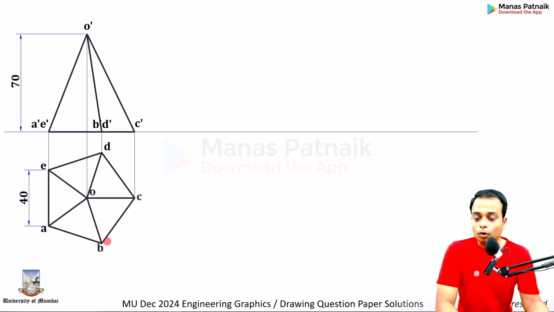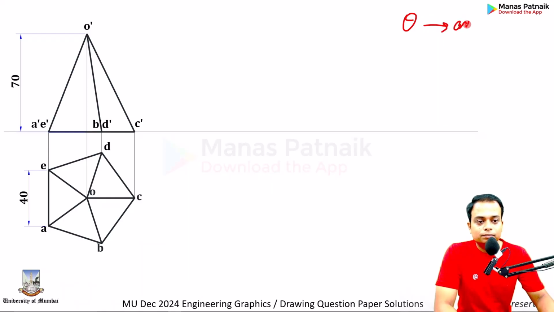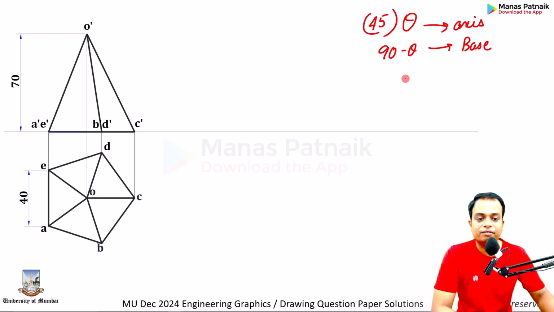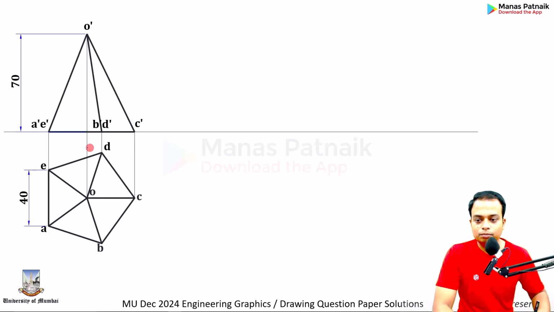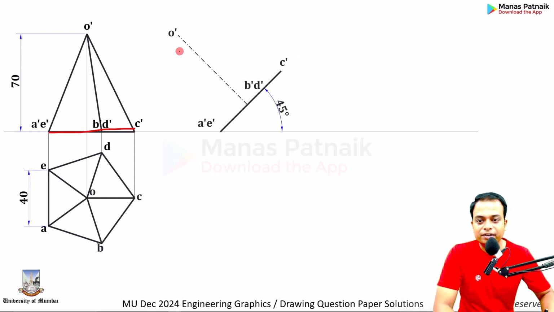That is step 2. What will we do? Please note, if axis is inclined at an angle theta, then the base will be at an angle of 90 minus theta. And you know very well that here the axis is at an angle of 45 degrees. So the base will also be at an angle of 90 minus theta. That is also coincidentally 45 degrees. So if you keep this base over here at an angle of 45 degree, you'll realize that this axis will automatically become 45 degree inclined with HP.